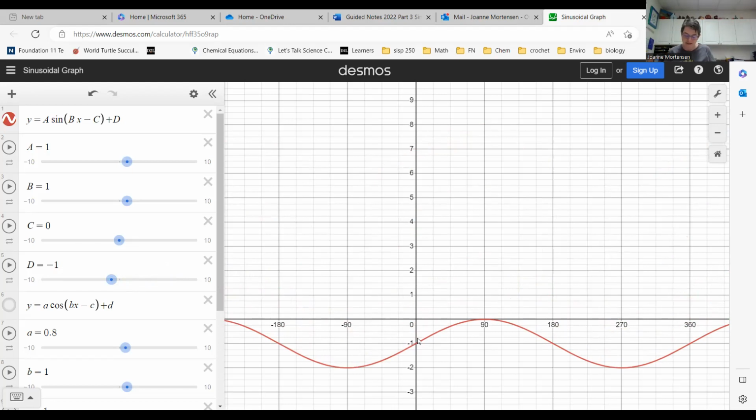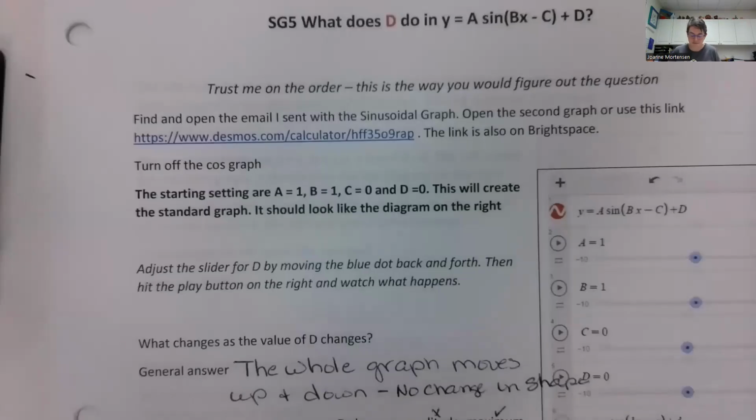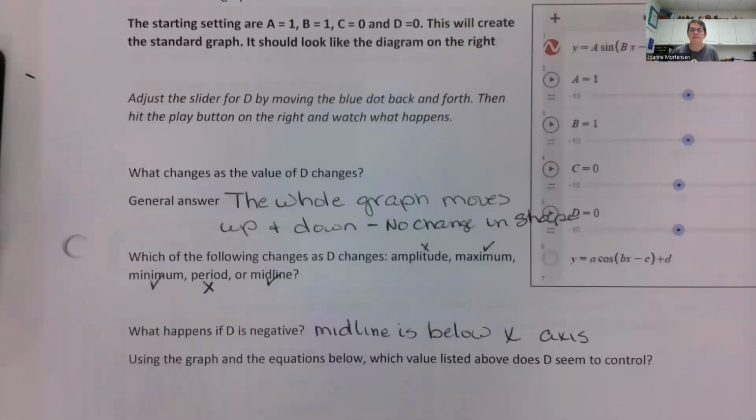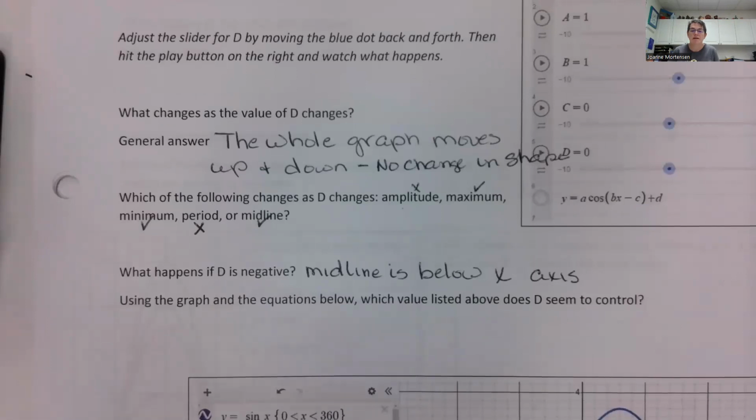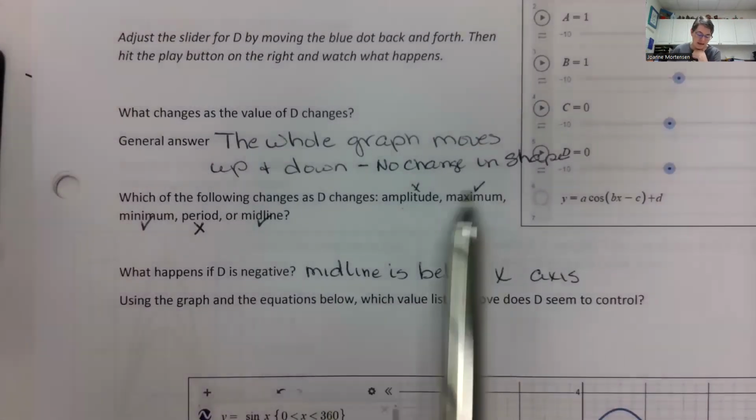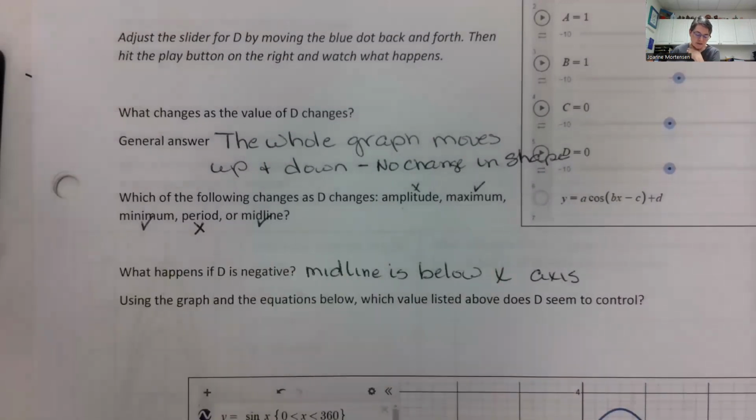All right, now I'm looking at my sheet and it looks like we need to look at the graph that I made for us. So time for a new share. There for a sec if you want to see what I did. So the general answer is the whole graph moves up and down. There's no change in shape. The max, minimum, and midline change. Amplitude and period don't. And if D is negative, midline is below the x-axis.